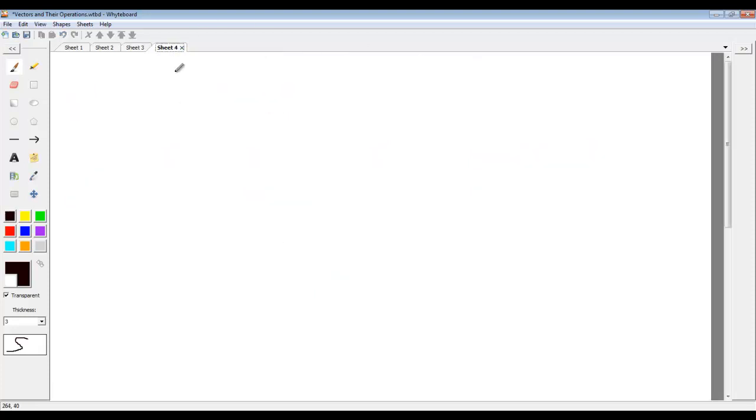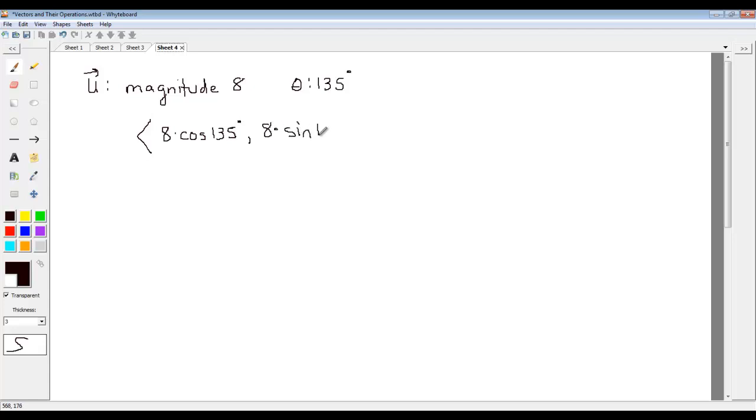Alright, a slight continuation of that. Let's say they give you the magnitude and direction angle and it's something you can work with on the unit circle. Let's say they tell you that you have vector u that has magnitude 8 and theta of 135 degrees. When you go to do your vector, you can do magnitude times cosine of 135 for the horizontal component, and magnitude of 8 times the sine of 135 for the vertical component.